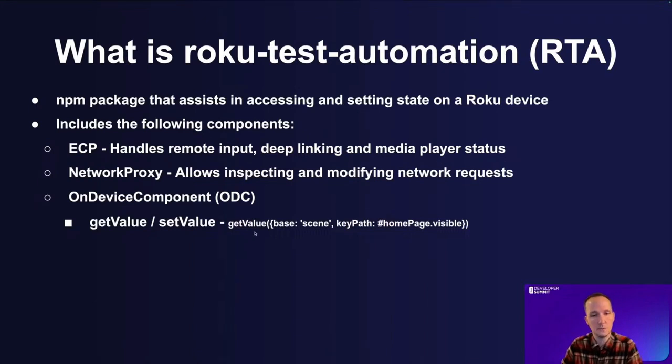In this case, we have a get value for something off of the scene, with a key path of page with an ID of home page, and we're looking at the visibility of it. So basically, we want to see when the home page is visible.